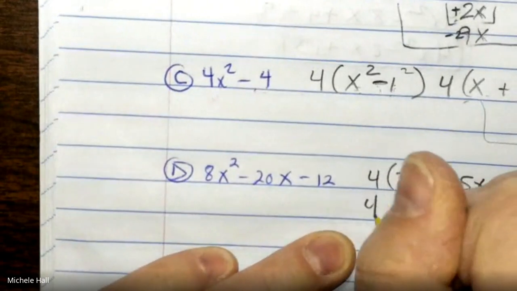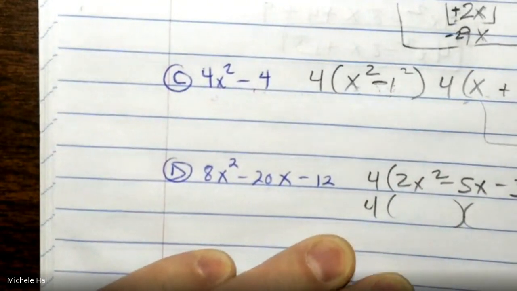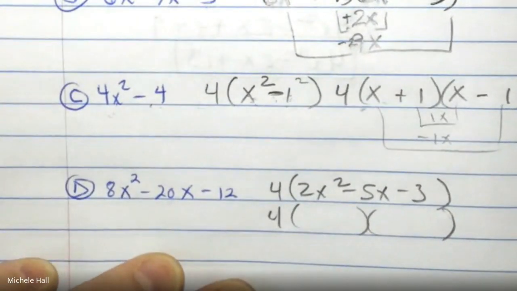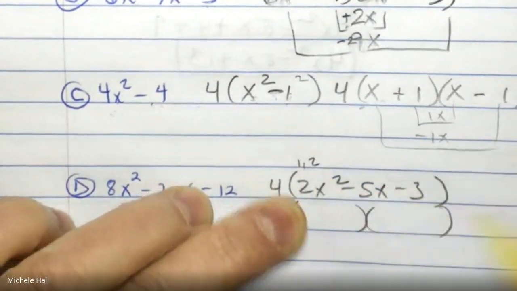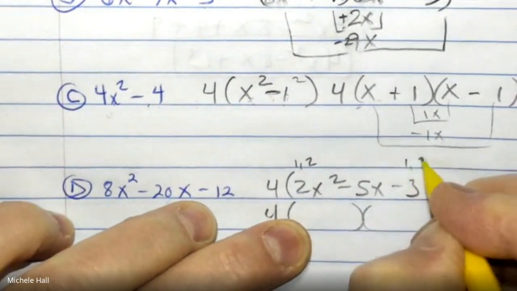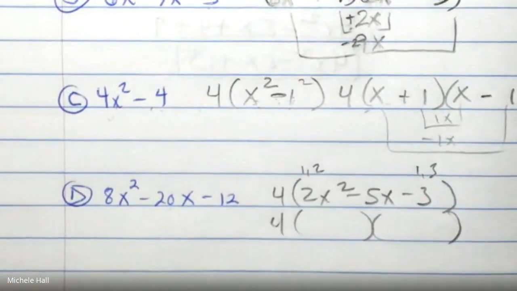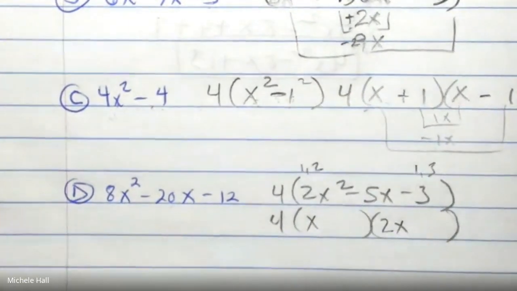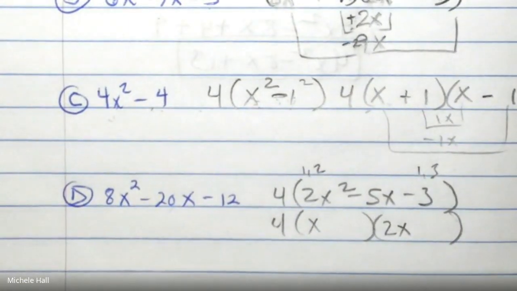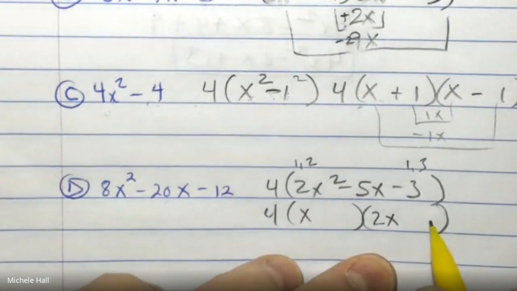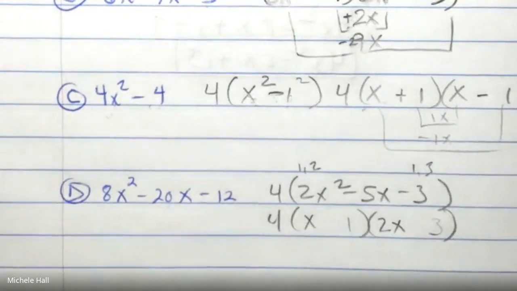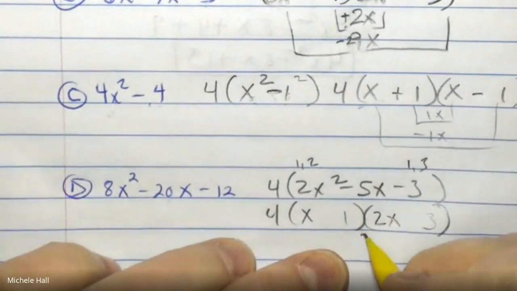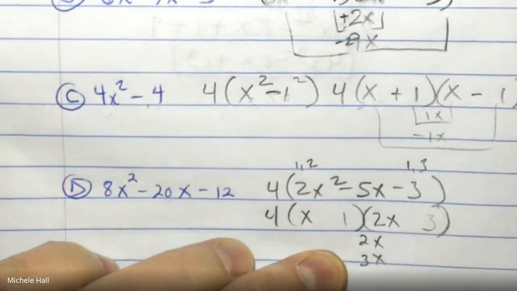So I have 4, and then I have my 2 sets of parentheses. Factors of 2 are only 1 and 2. It's prime, that's good. 3 has 1 and 3. So we don't have very many options of how to get them in here. I'm going to start with x and 2x. And I'm going to lightly put 3 and 1, and then just check that middle term to see if everything works out. This is going to be 2x and 3x.